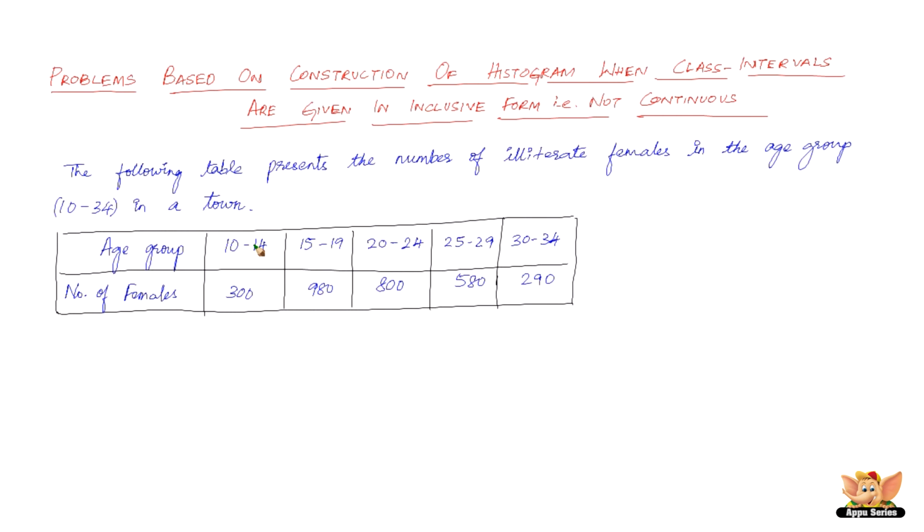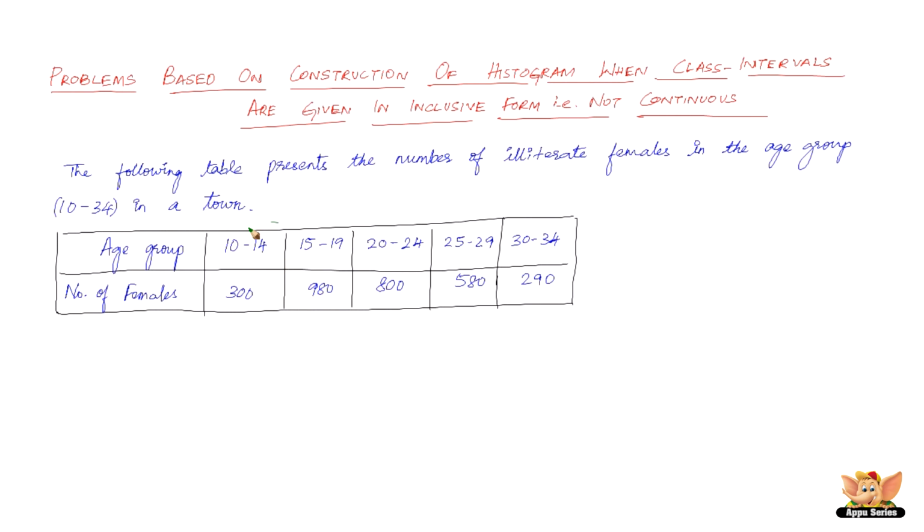Both the lower limit and the upper limit are included in the data, but then it is not very suitable to draw a histogram. So the age group being 10 to 14, 15 to 19, 20 to 24, 25 to 29, and 30 to 34, and the corresponding number of females for each of the age groups. Now, we need to draw a histogram to represent this data. But before that, we need to convert this kind of non-continuous data into continuous data.